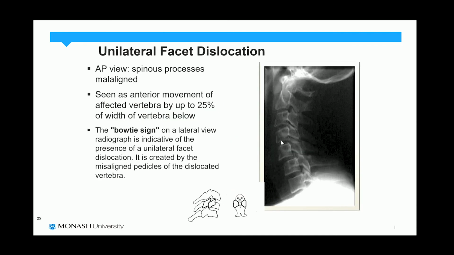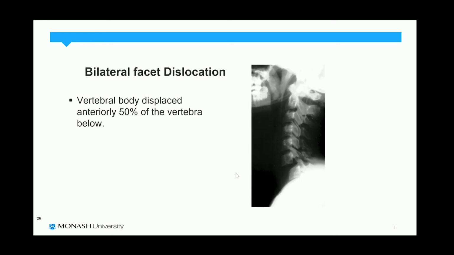So on the lateral view, we can see that the spinous processes are malaligned. You can also see that there's a forward movement if you look at the anterior vertebral line, and this is about 25%. The other sign, which is very typical of a unilateral facet dislocation, is this bow tie sign on the lateral view, which is created by misalignment of the pedicles. With the bilateral facet dislocation, the vertebral body, as you can see here, is anteriorly displaced by 50% or more.